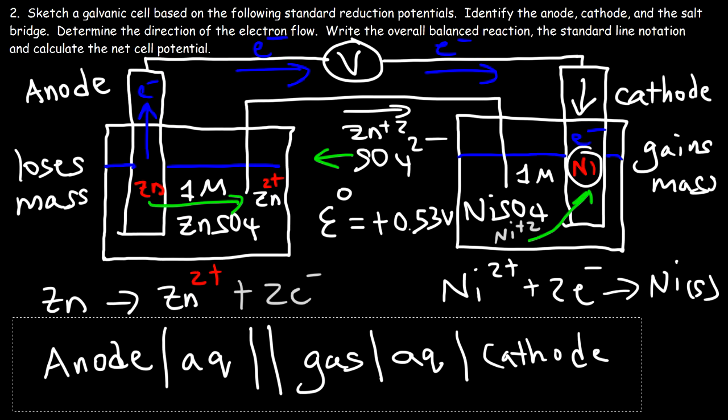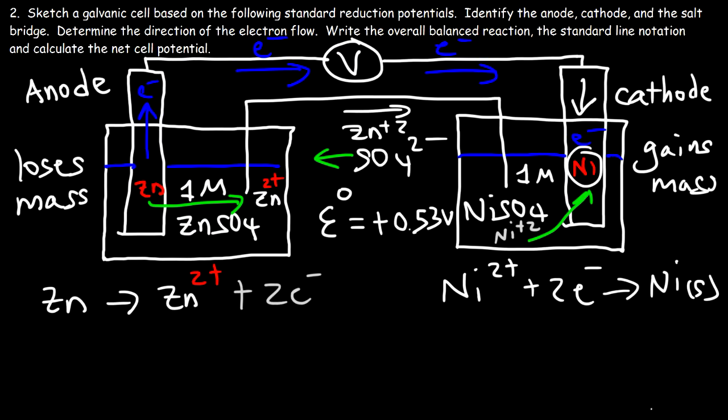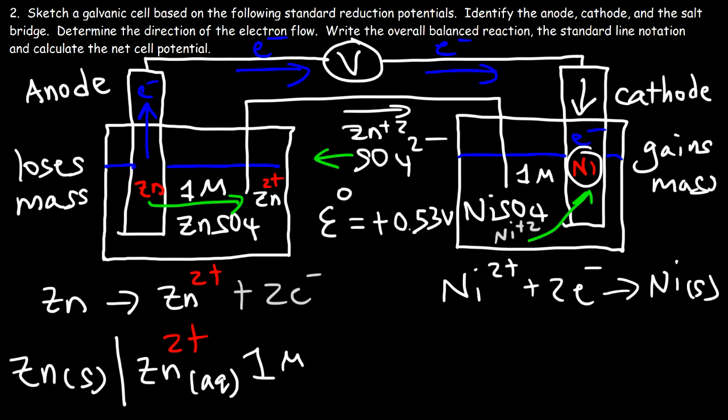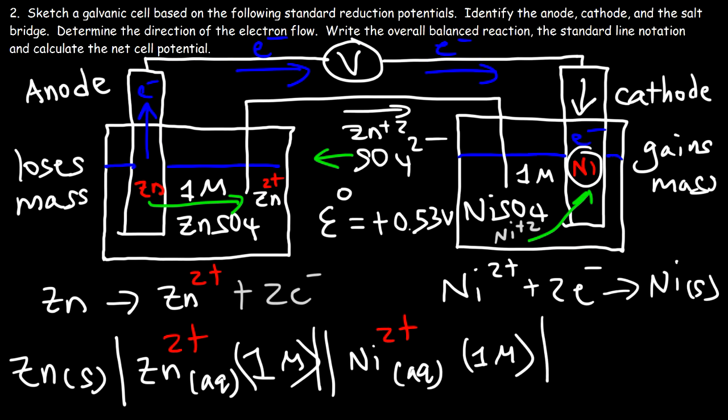Now for this particular example, the anode is zinc metal, and then we need a vertical line. Now in the aqueous phase, we have the zinc 2 plus ion, and the concentration of that ion is 1 M, 1 mole per liter. And then on the right we have the nickel 2 plus ion in the aqueous phase, and it has the same concentration of 1 mole per liter. And then the cathode is nickel metal.